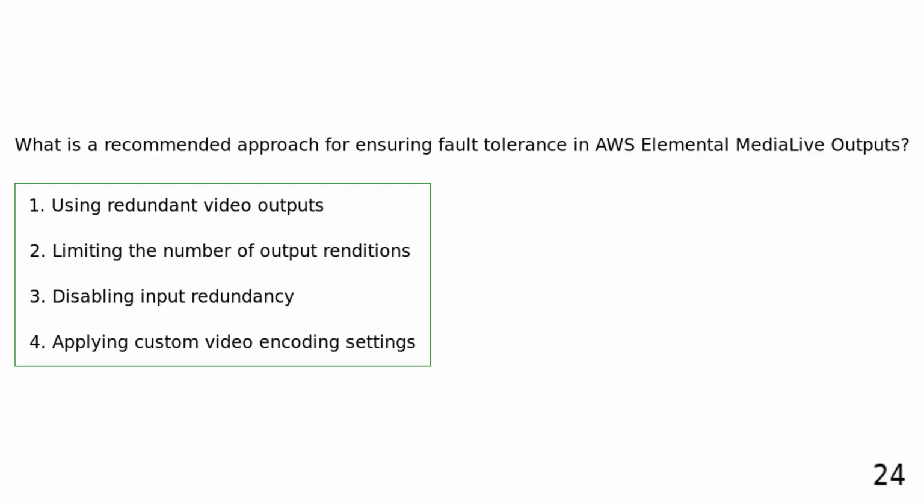What is a recommended approach for ensuring fault tolerance in AWS Elemental MediaLive outputs? Using redundant video outputs. Limiting the number of output renditions. Disabling input redundancy. Applying custom video encoding settings.